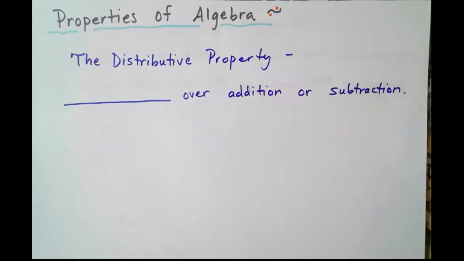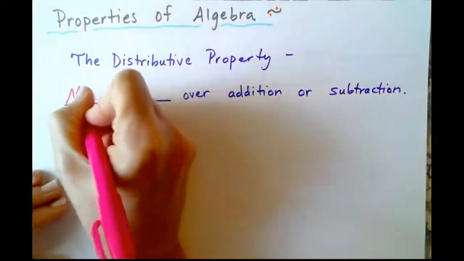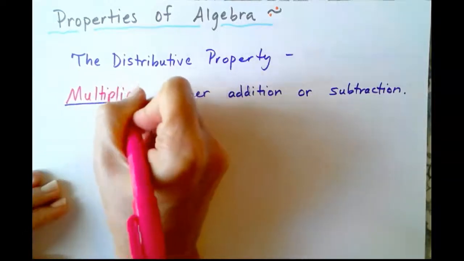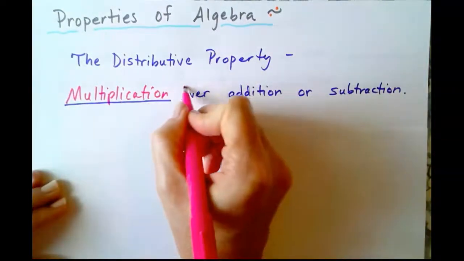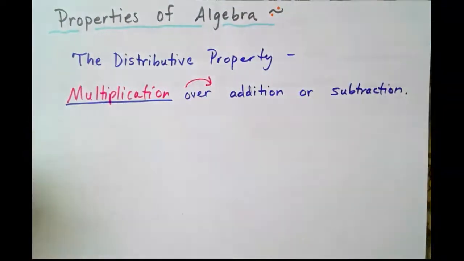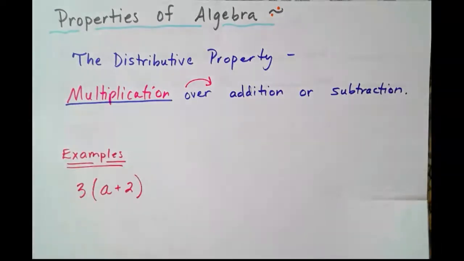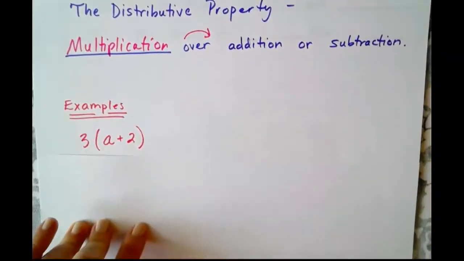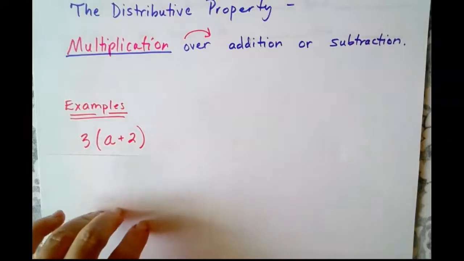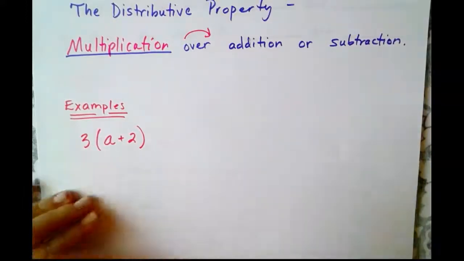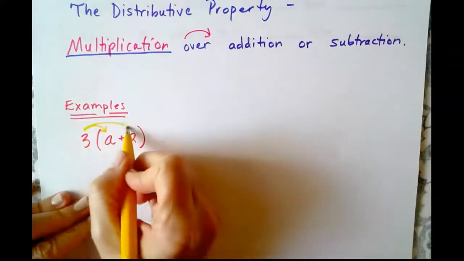And the distributive property is best described as multiplication over addition or subtraction. And here are some examples, and I'm going to try to give examples and non-examples as we go through all of these properties. So here are some examples of the distributive property. Remember, multiplication over addition or subtraction. And lots of times you've seen your teachers just use these arrows.